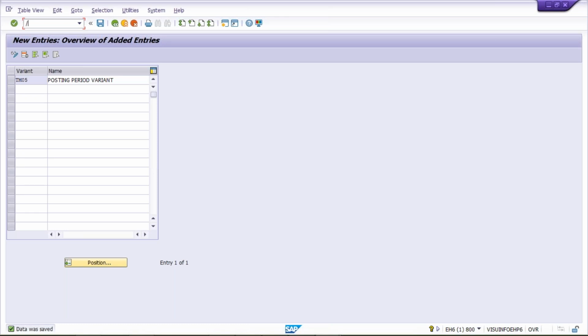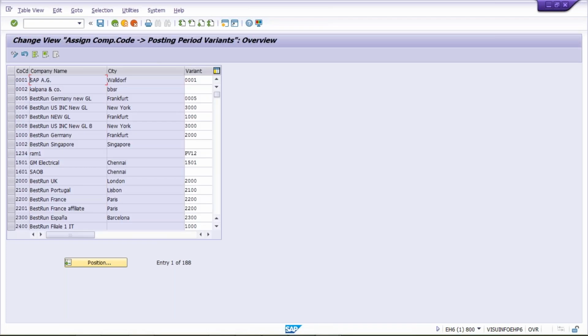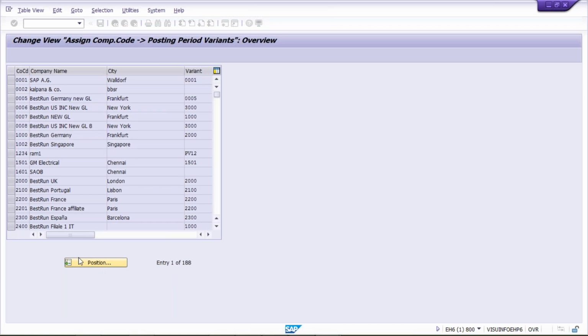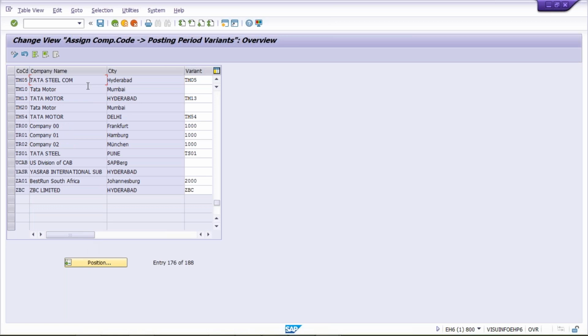Posting period variant. Use transaction code /n BP and press enter. Now here, click on position and give your company code, TM05, and press enter. Okay. Oh my god.